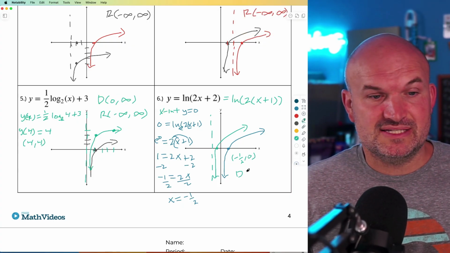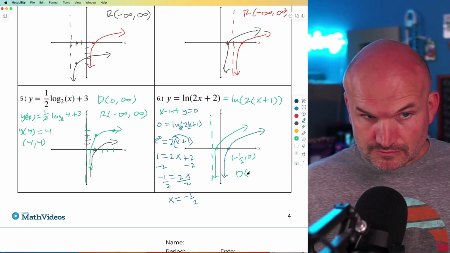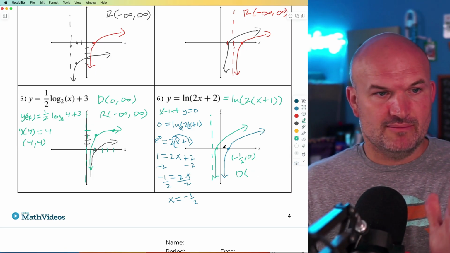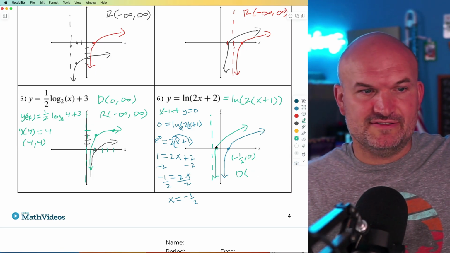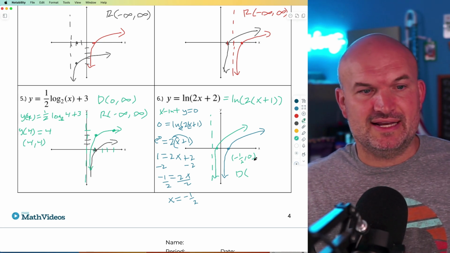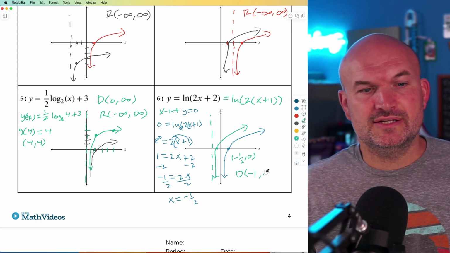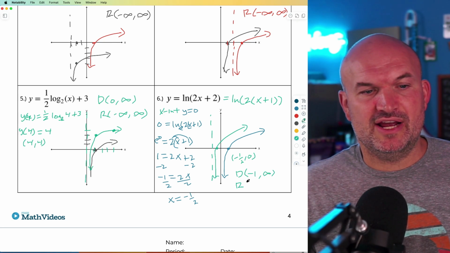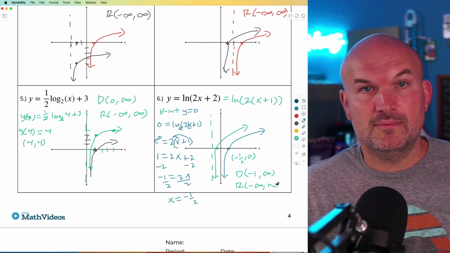A lot of students will make that mistake. So my domain, in this case, is again, your domain can only go as far left as your vertical asymptote, which is still going to be at -1. So that's going to be -1 to positive infinity, and my range is going to be negative infinity to positive infinity.